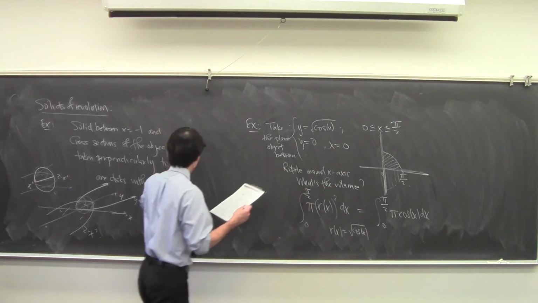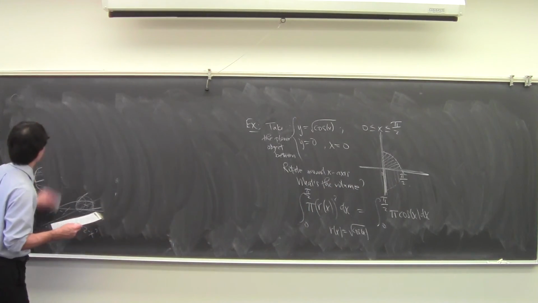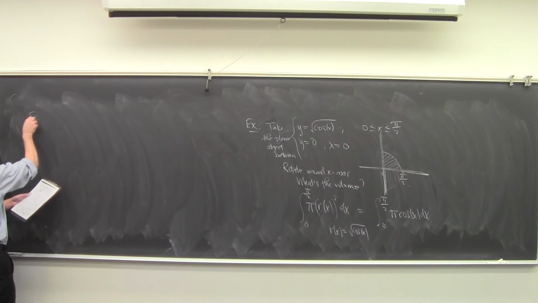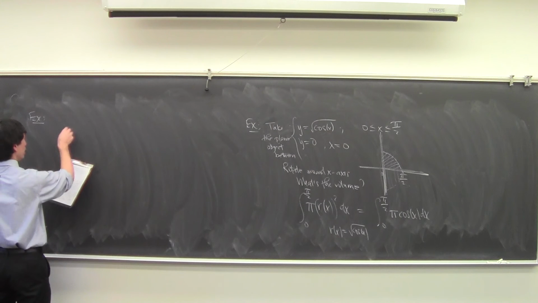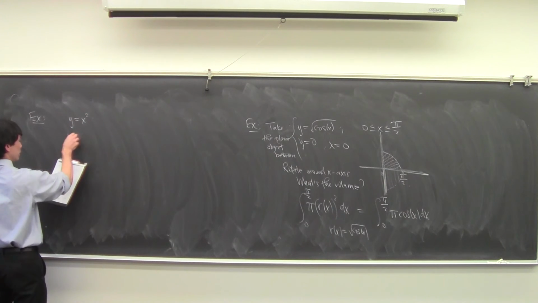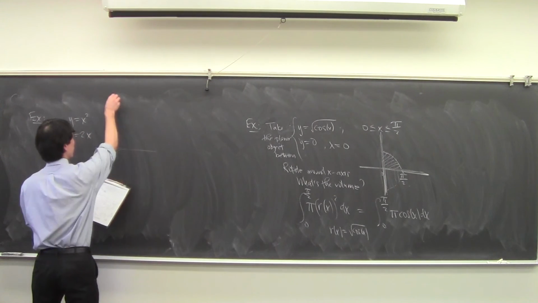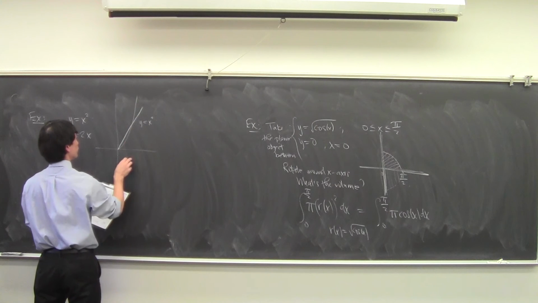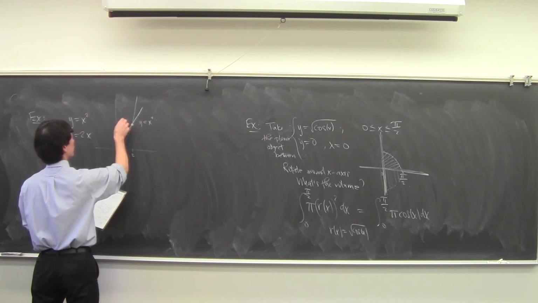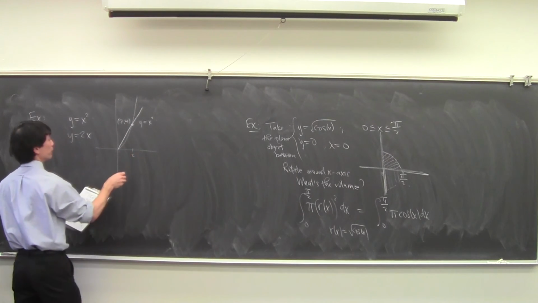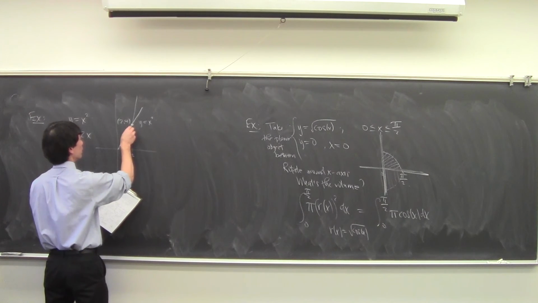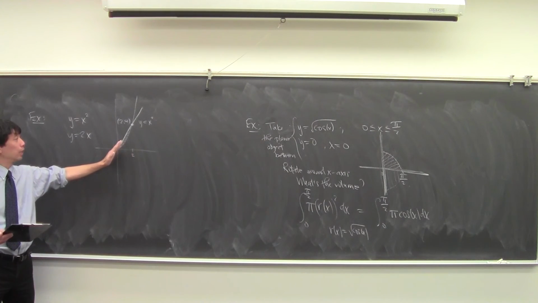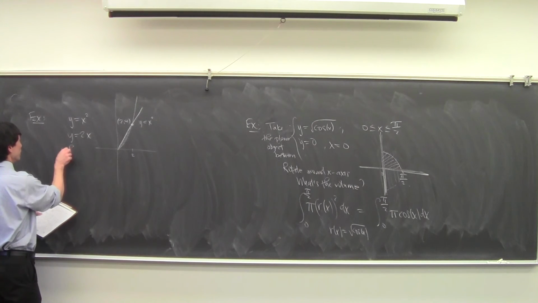Maybe slightly more interesting, you get this sort of problem. They'll say you have y equals x squared, and y equals 2x. Look at the intersection in the first quadrant, the object cut off by these two curves in the first quadrant.